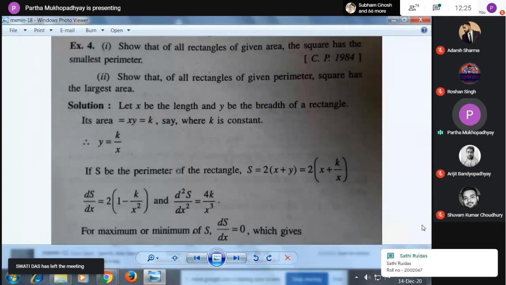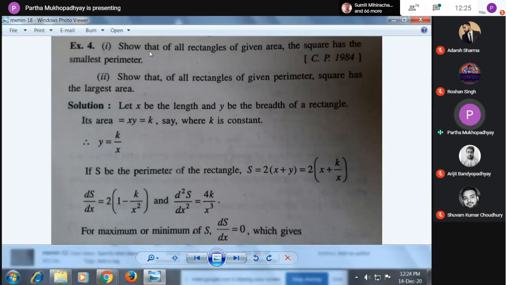Okay, this problem was solved, huh? So that of all rectangles of given area, the square has the smallest perimeter and the largest area. These two problems were solved in the last class. Please respond. No, sir. This problem was not discussed. I think up to the previous problem was discussed.